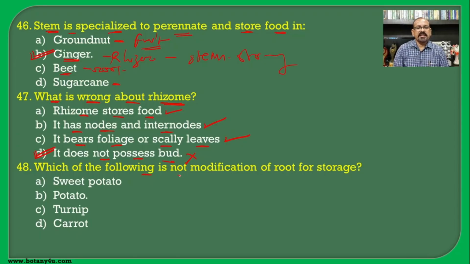Then which of the following is not a modification of root for storage? Sweet potato is an example of root modification. Potato is an example of stem modification. Turnip is a root modification, and carrot is a root modification. So the potato, which is a stem, is not a modification of the root for storage, as it is a stem modification.